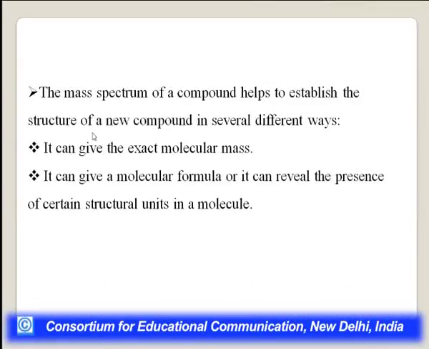The mass spectrum of a compound helps to establish the structure of a new compound in several different ways. How does it help you to elucidate the structure of a compound? It can give the exact molecular mass of the organic molecule. It can also give a molecular formula, or it can reveal the presence of certain structural units in a molecule. How this takes place, we will discuss in detail in coming slides.